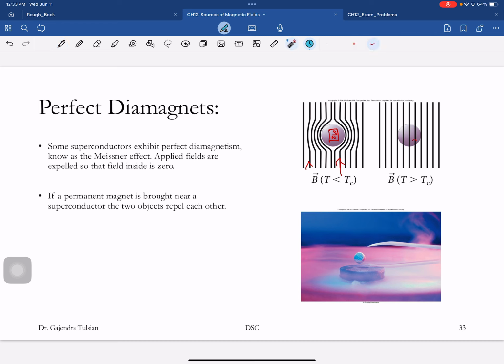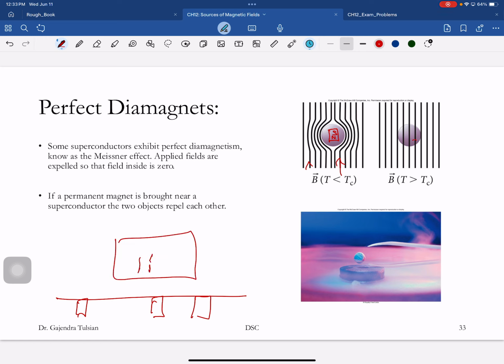So if a permanent magnet is brought near a superconductor, the two objects will repel each other. And you've seen this sort of thing used in maglev trains. The track is magnetized, and we saw a video of that. You put a superconductor in the maglev train, and it'll float. You can have the train off the tracks, friction is eliminated, and you can move the train easily. That's the idea.